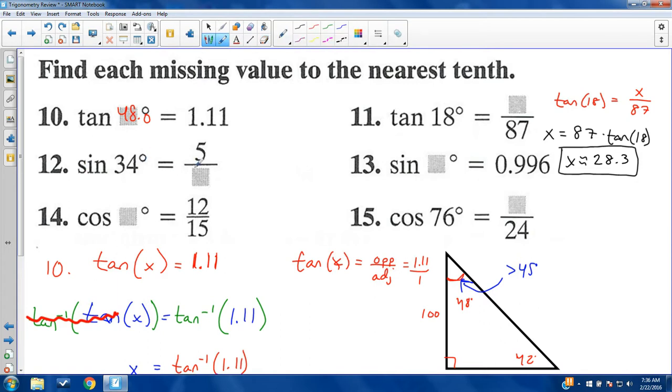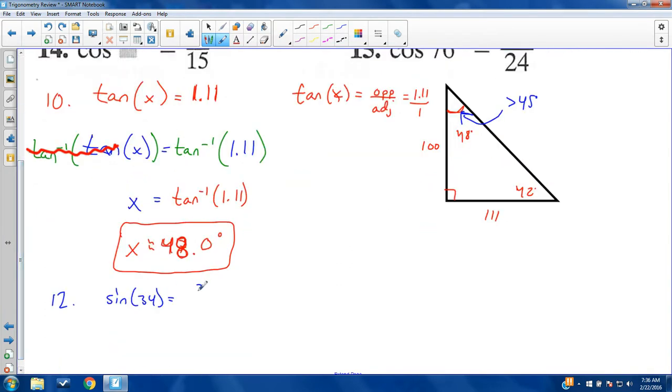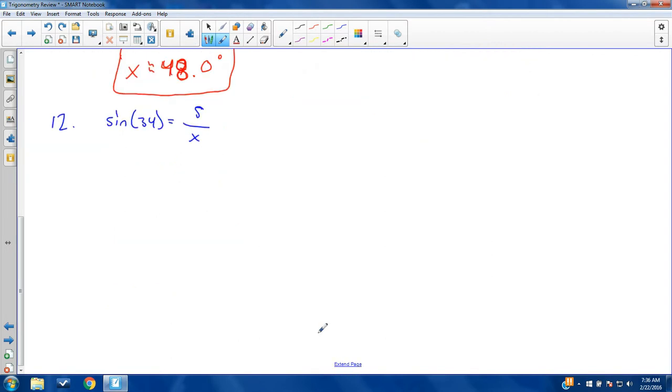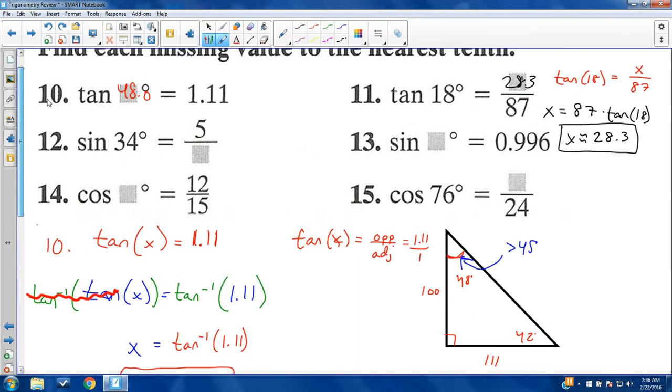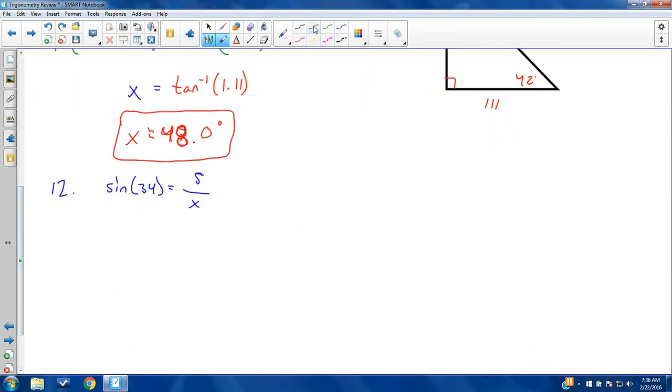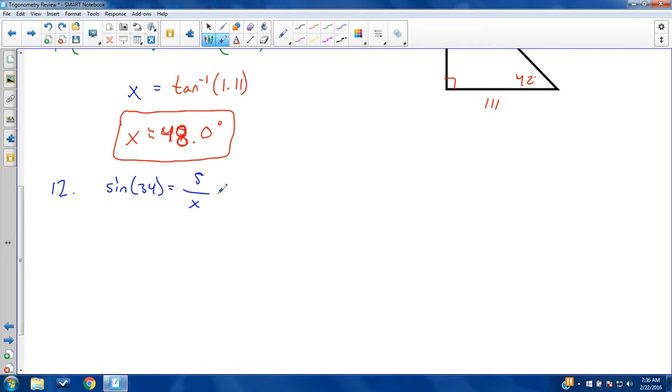Number 12, sine of 34 equals 5 over, let's see, 28.3. 5 over blank, I can call that blank x. I'll do this problem this one way this one time. Afterward, if there are any other problems like it, it doesn't look like there is immediately, I will do it very quickly from here.